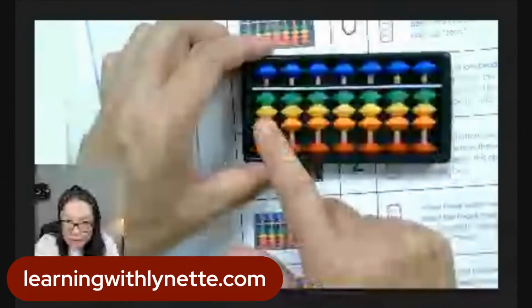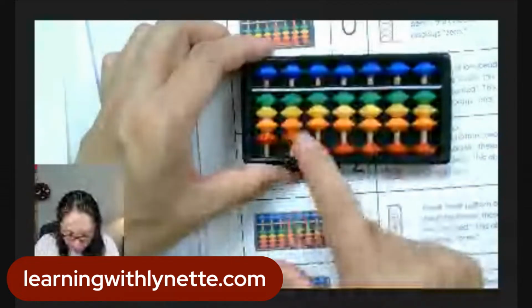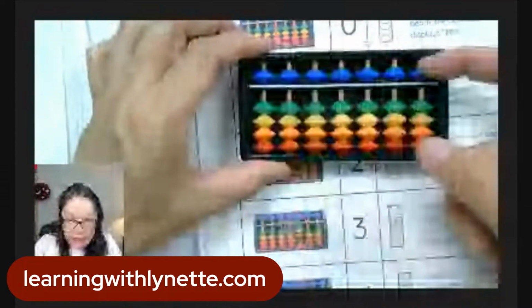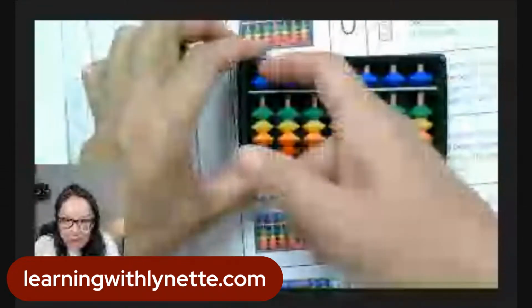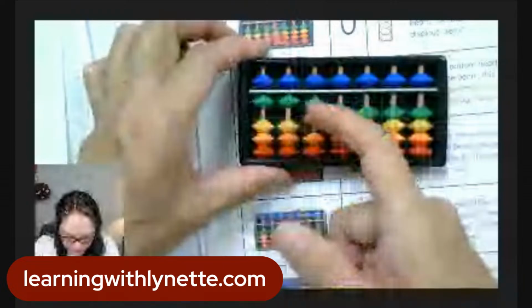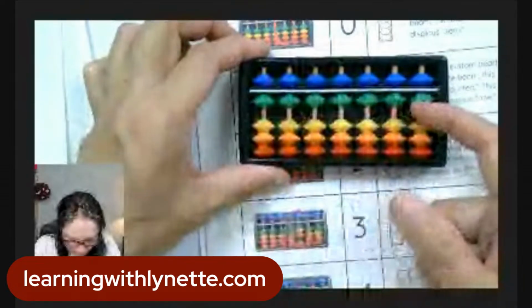So we have 3. Make sense? And then after that, we have 4. And then 5. All the top beads will be 5 no matter what. Does that make sense? Let me know if you have any questions. So we have 5 at the top. And then we have 6.